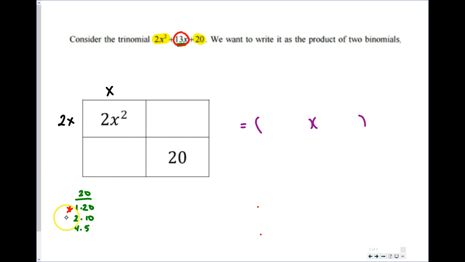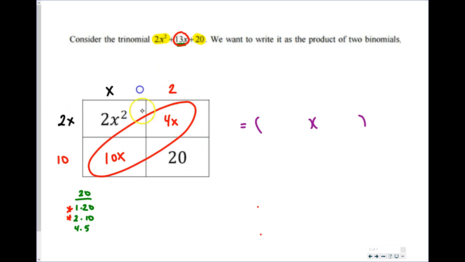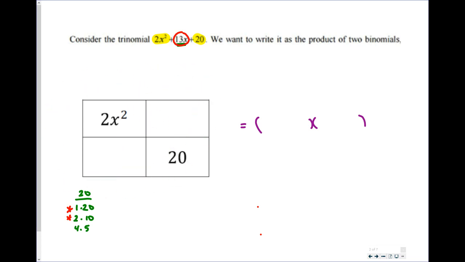What about 4 and 5? Or actually, let's do 2 and 10 first. Let's try 2 and 10. Okay, 2 times 2x is 4x, x times 10 is 10x. Does 10x and 4x give me 13? It gives me 14, which is close, but not what I want. So erase, let's try again. All right, let's try 4 and 5.